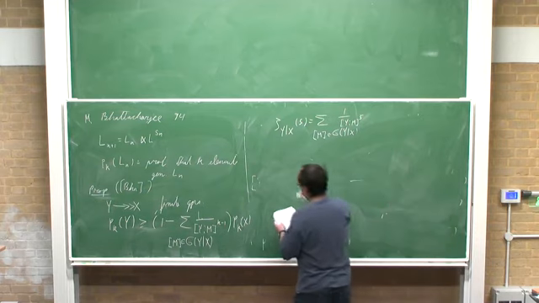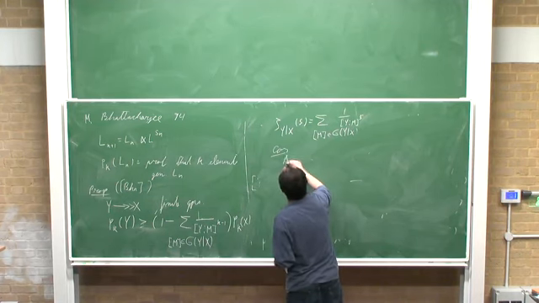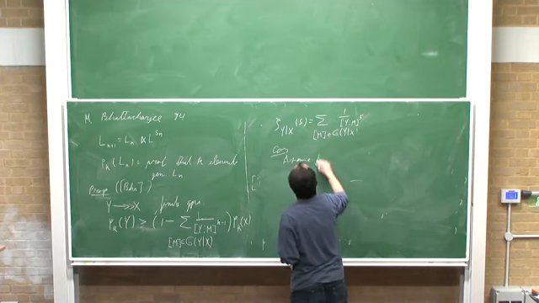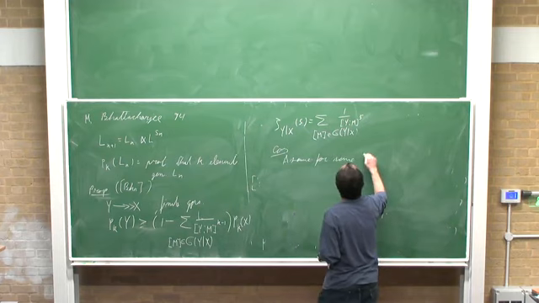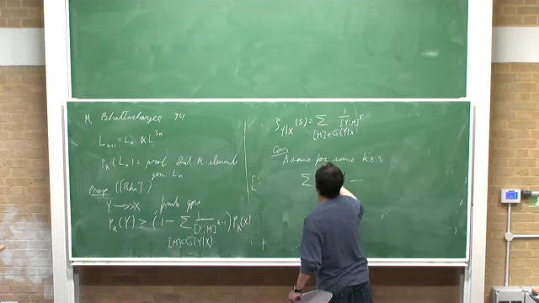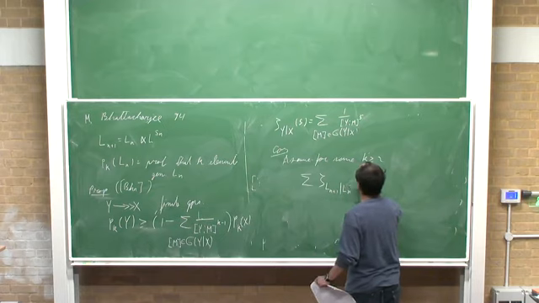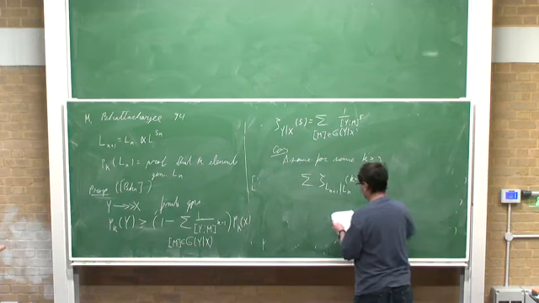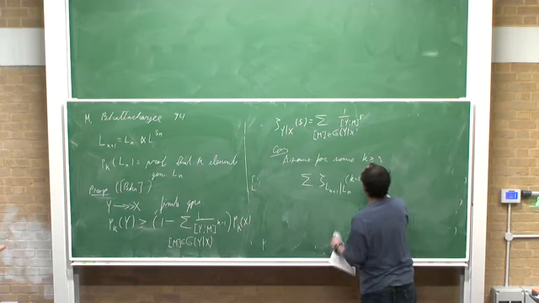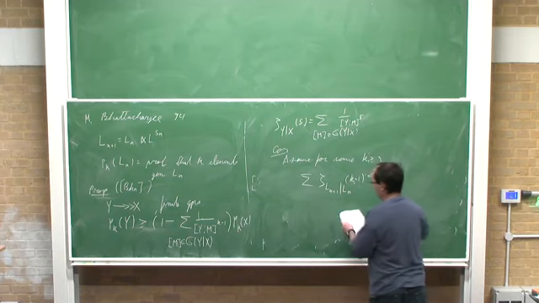And then the corollary: assume for some K greater than 2, look at the sum of the zeta, but now for L_{n+1} given L_n, of K minus 1, let's maybe call it K1. It's finite.